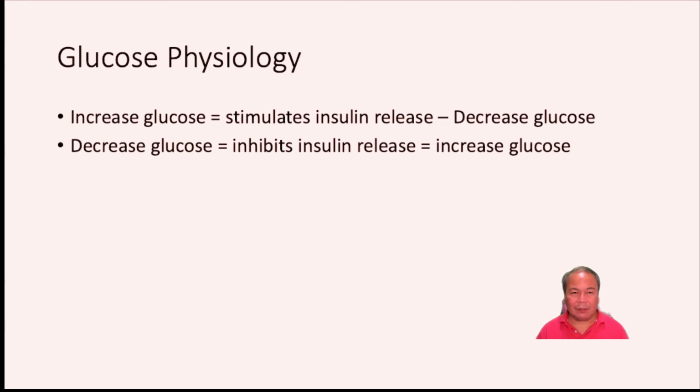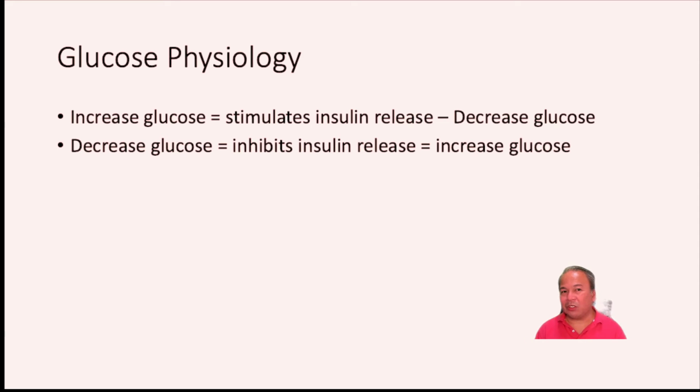So the first bullet point, as you can see on the screen, says increased glucose eventually stimulates the production of insulin. So when the insulin is produced, guess what happens to the glucose level? Instead of continuously going up, it's going to start to go down. So there is that balance when there is increased glucose production.